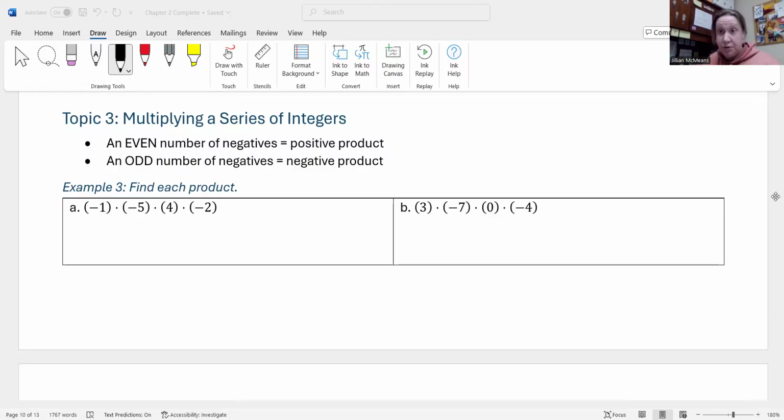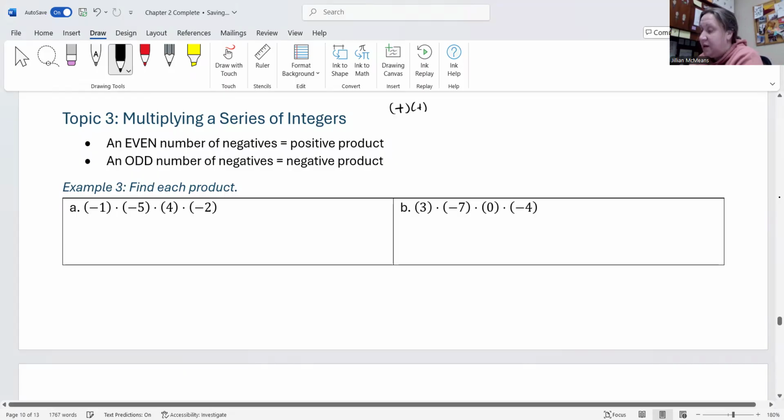So topic three looks really short, but it does need a decent explanation to go into it. For topic three, we're going to look at multiplying a series of integers. We already know that if we're multiplying two integers that have the same sign, the product is positive. So whether those two integers are positive or negative, you're going to get a positive product. If you're multiplying integers that have different signs, that's always going to give you a negative product. And that's going to play a really important part in what we look at here.